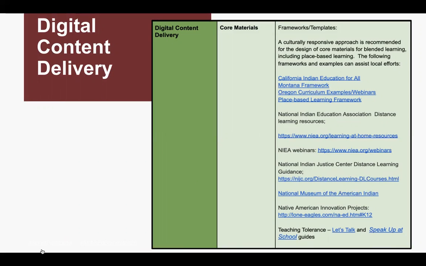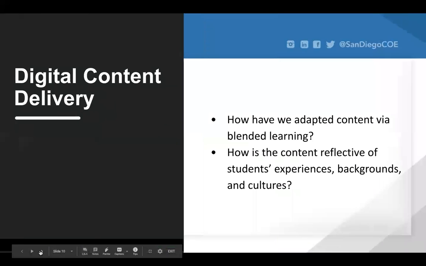Through both blended learning contacts and live contacts, in both cases, we need to focus on instructional practices that leverage collaboration, support social emotional learning, and increase engagement. The materials can be used as is or serve as a resource. And our guiding questions include: how have we adapted content via blended learning? And how is the content reflective of our students' experiences, backgrounds, and cultures?